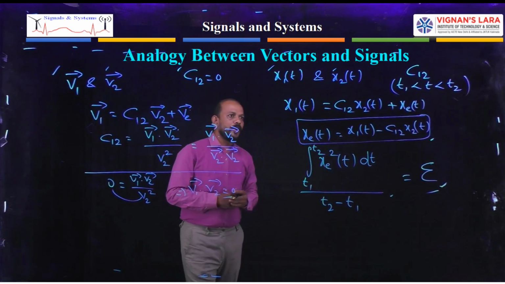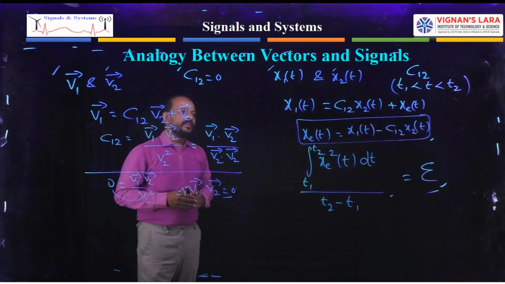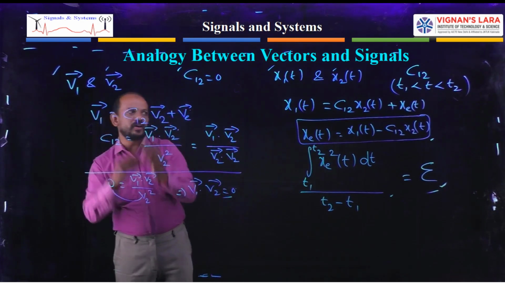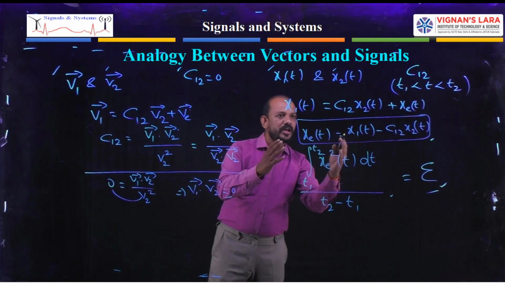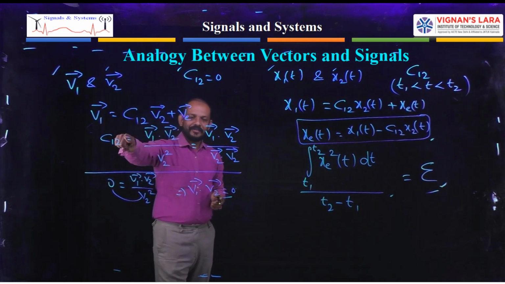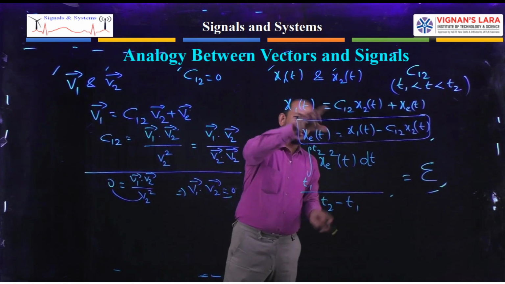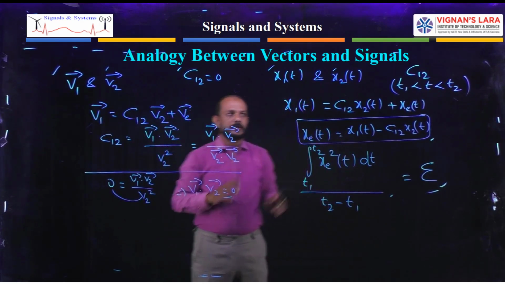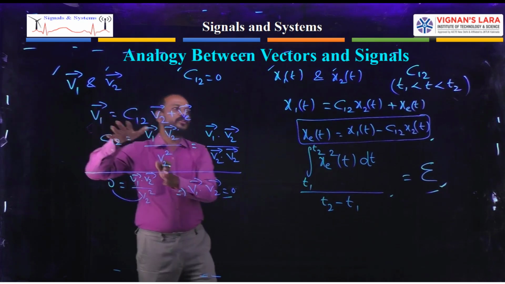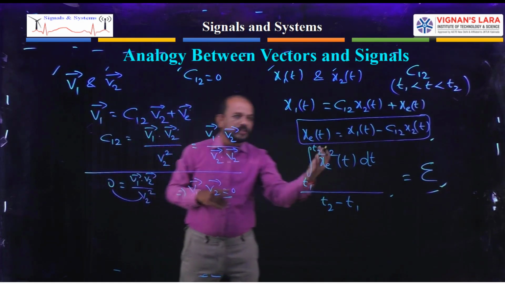Now, for this, we have to choose the value of C12, because C12 plays the major role. It gives us the similarity between the two signals. Here also C12 gives the similarity between the two vectors, and here C12 gives the similarity between the two signals. Based on the value of C12, I can say whether the two vectors are orthogonal or not. In the same way, I can say whether the two signals are orthogonal or not. In the previous class, I explained the concept of vectors and orthogonality. I am going for the same analogy of vectors here also for the signals.